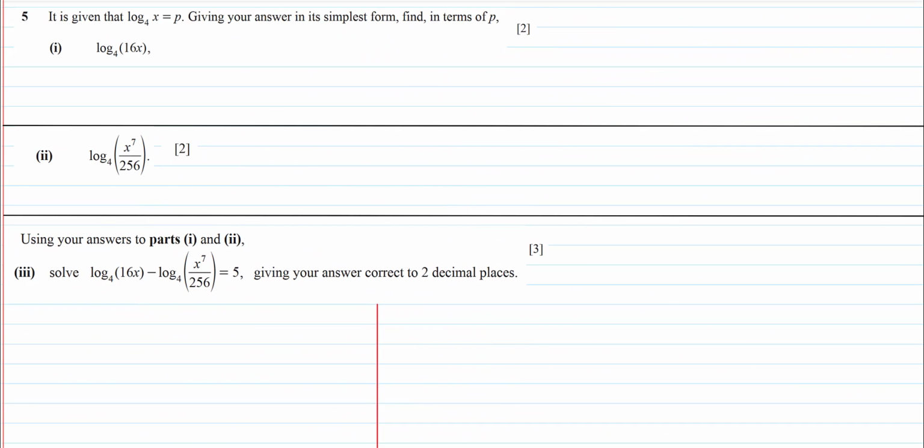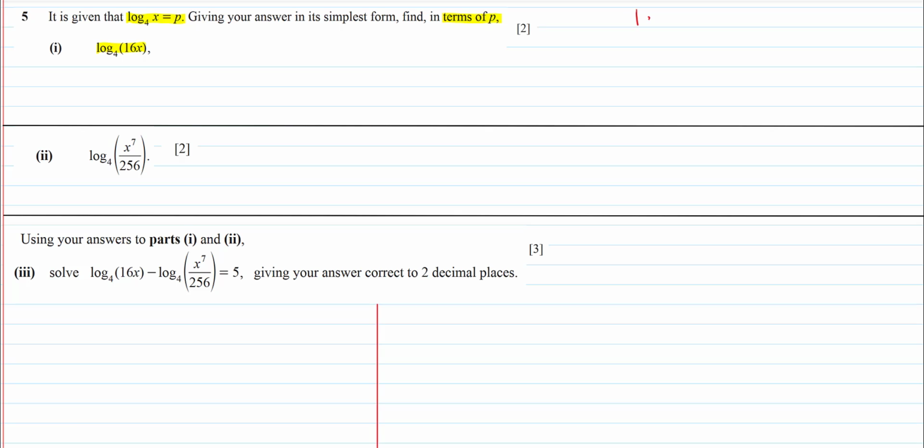Question 5, part 1. We're given that log base 4 of x is equal to p, and we need to find, in terms of p and give our answer in its simplest form, log base 4 of 16 times x. To help us with this one, we're going to use the logarithm product rule. So I'll just write that out to the side here in red.